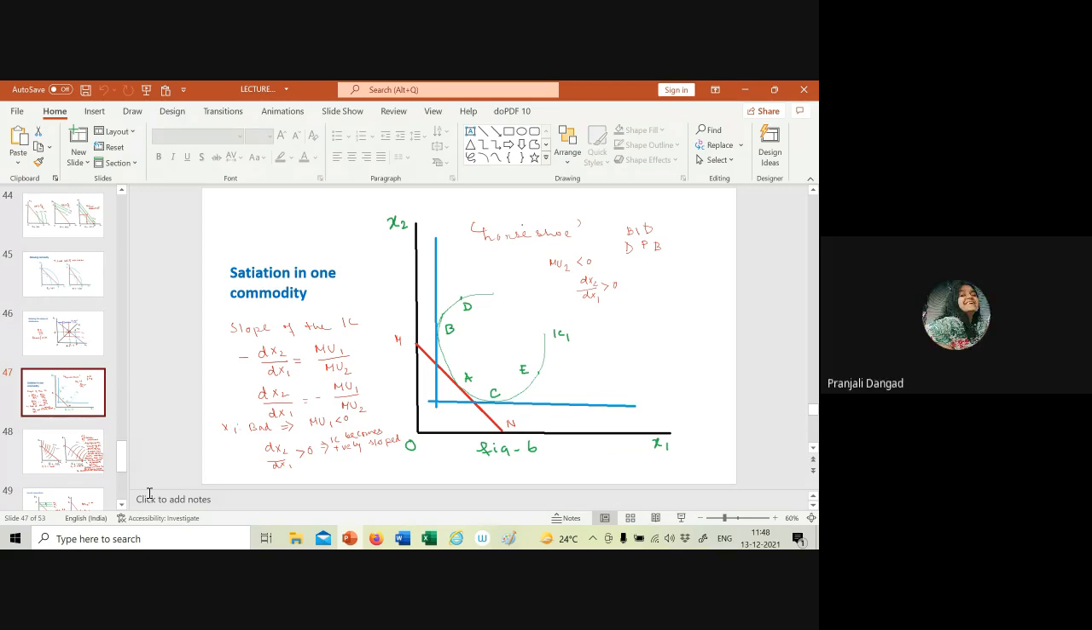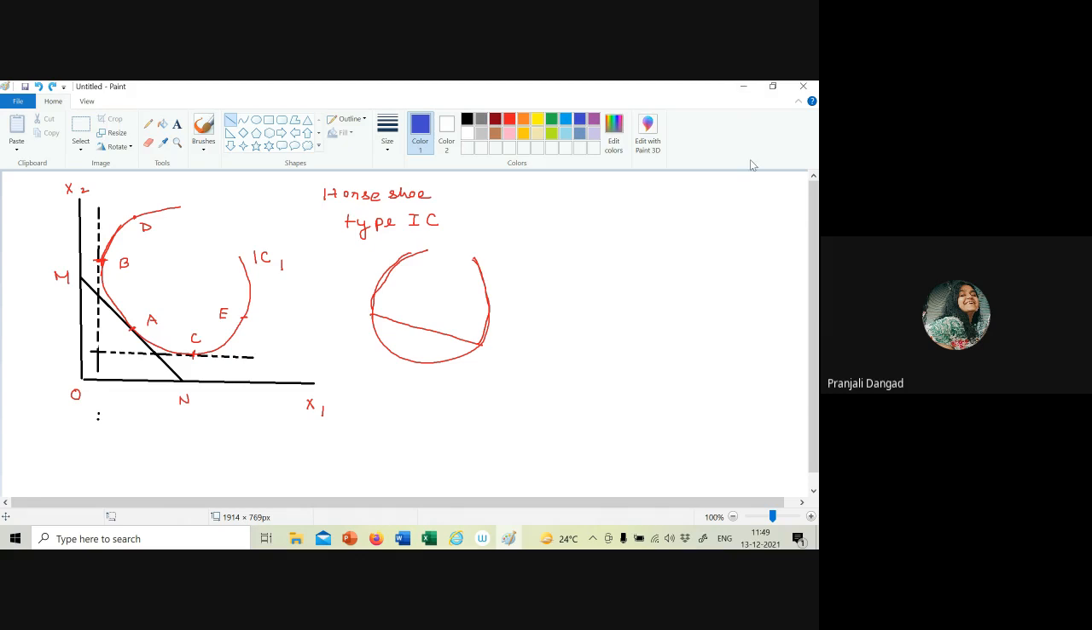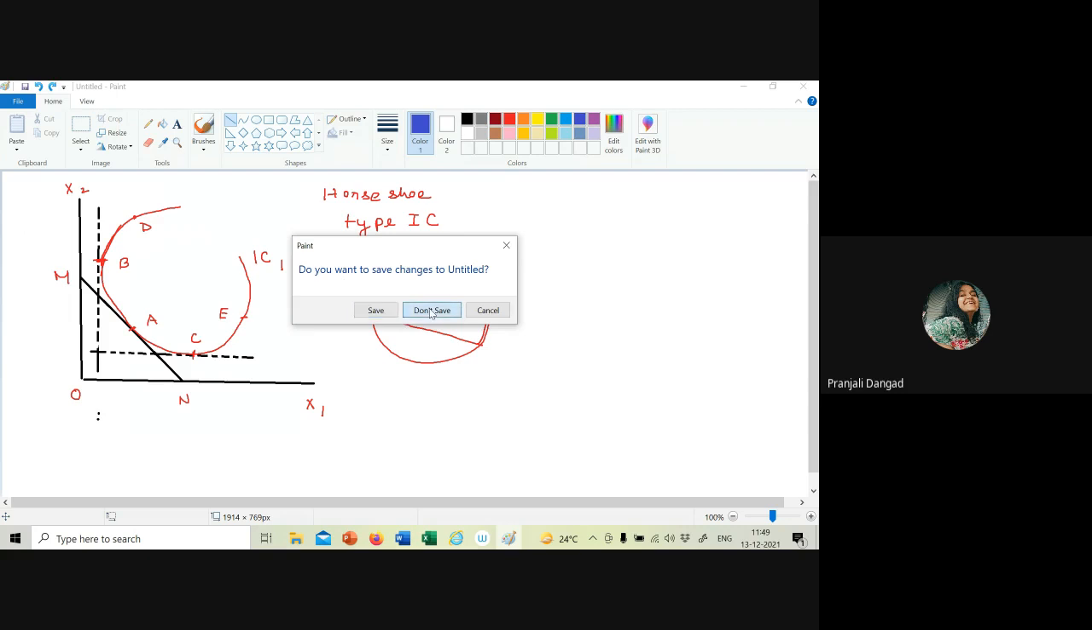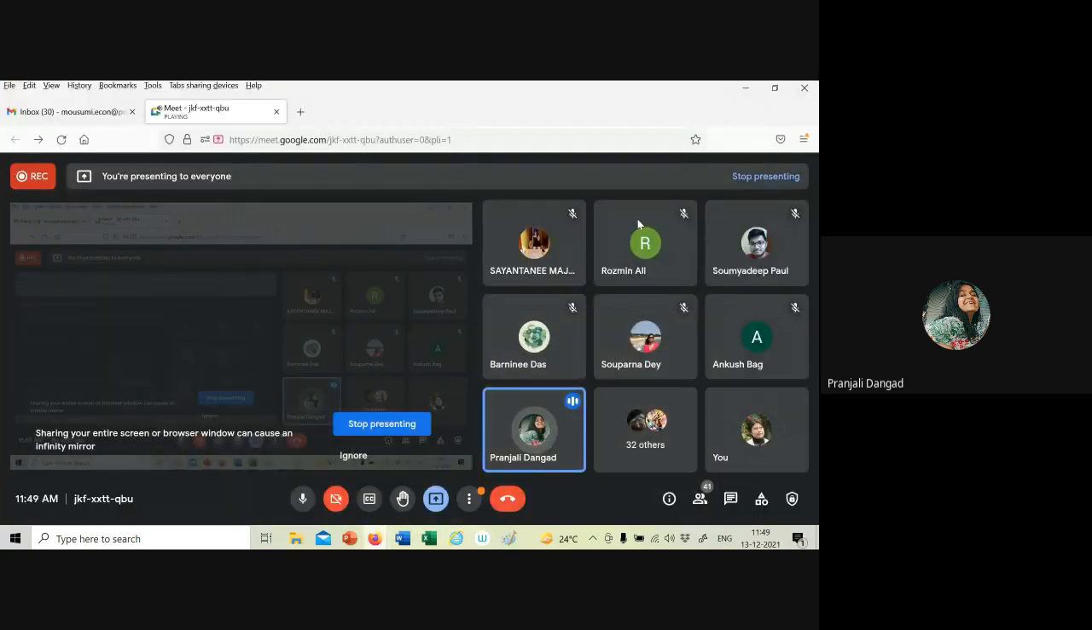Okay, so, ma'am, for most of the commodities it might be more is better. For several commodities it may happen. So, ma'am, how do we identify which commodity makes a normal convex IC and which commodity makes a horseshoe IC?